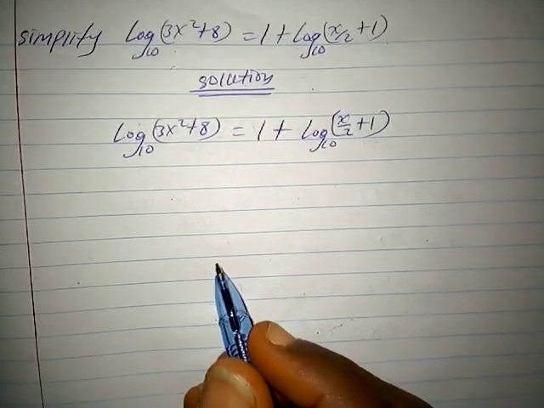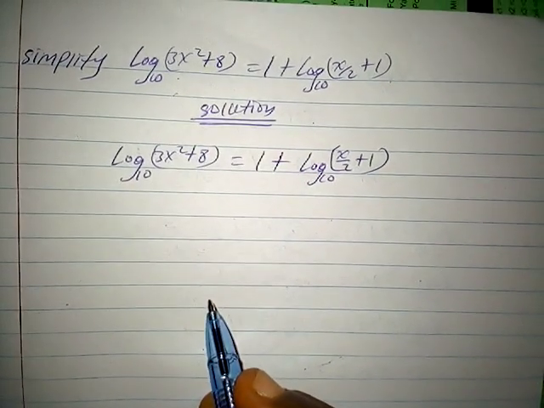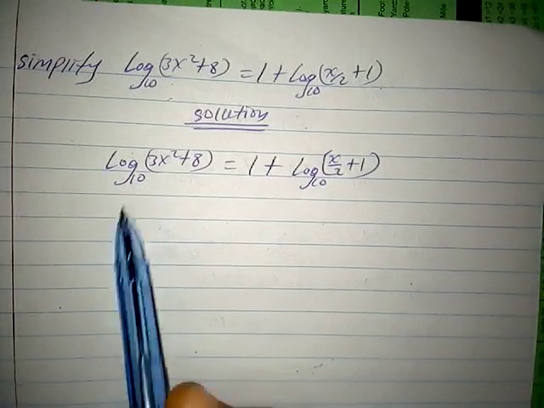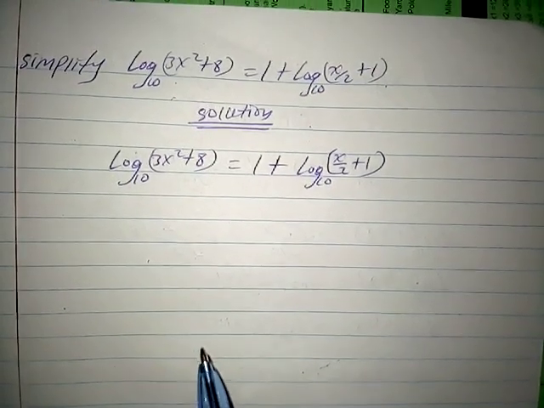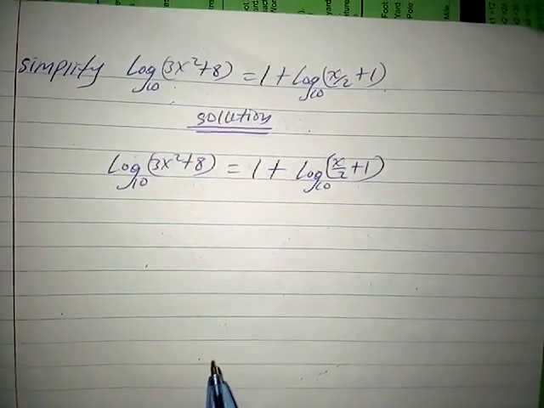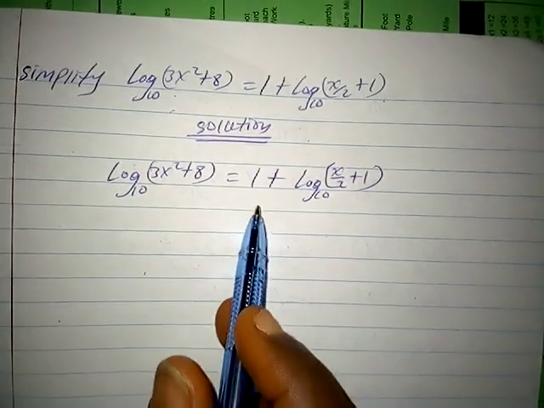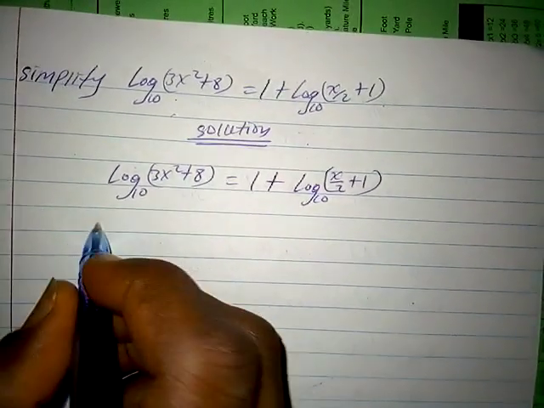Now, anytime you see 1 in a logarithm, it means you are going to take the base given in that logarithm question and give the log. The log and the base should be the same to remove the 1, right? To remove 1, so let's see.